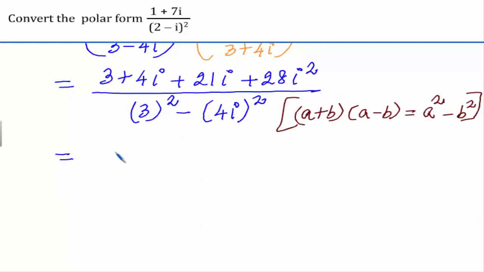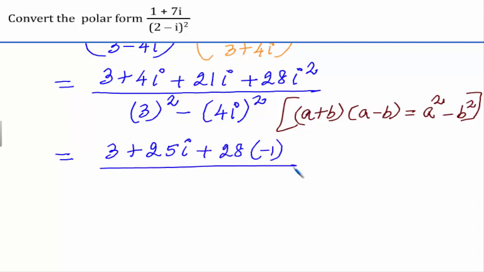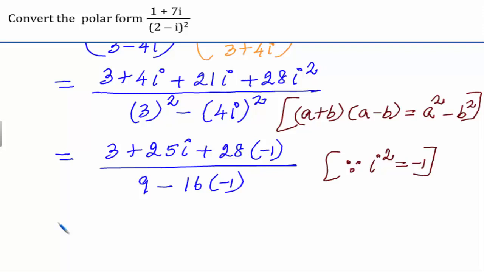This will be equal to 3 plus 25i plus 28 multiplied by minus 1, divided by 9 minus 16 multiplied by minus 1, since i square is equal to minus 1. This will be equal to 25i minus 25 divided by 25.